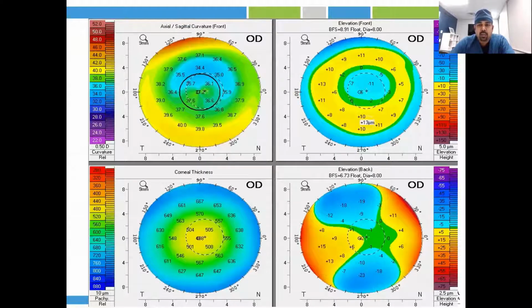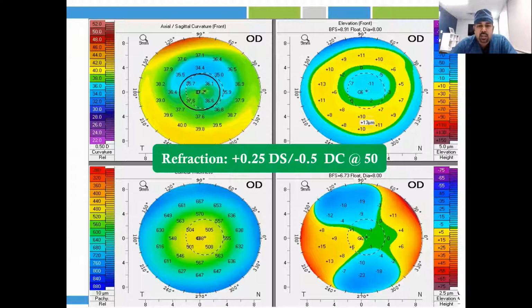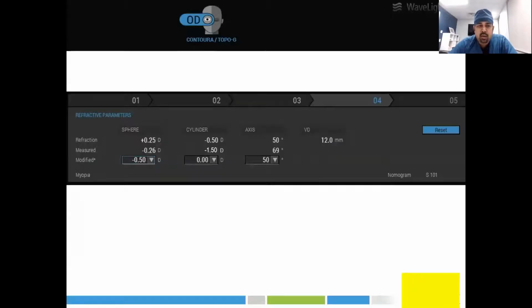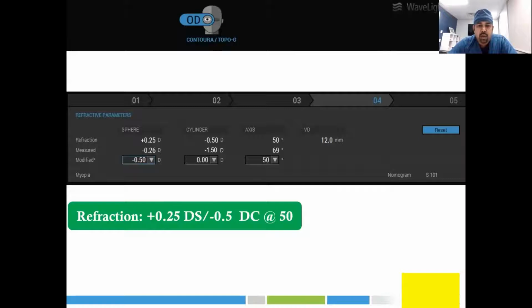To show you an example, this was a patient with a slightly decentered ablation who came to us for a recentration and for better vision because they had significant glare. The refraction just showed a 0.25 diopter sphere and a 0.5 diopter cylinder. If you look at what this patient had on the topo guided treatment platform, he had a 0.5 diopter cylinder on refraction, but he had actually measured a 1.5 diopter cylinder on his topographer. So there is a 1 diopter difference between the two.